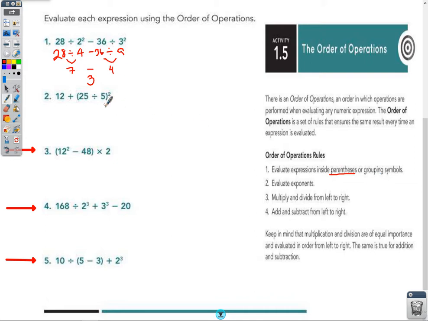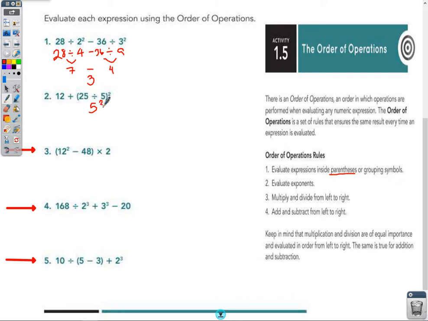So, do I have parentheses in this problem? Yes, I do. Inside the parentheses, I have the expression 25 divided by 5. So if I do have parentheses, I go and do the work in the parentheses first, also following the order of operations. So 25 divided by 5 is the only operation in parentheses. So 25 divided by 5 becomes 5. Since there's now nothing left inside the parentheses, I don't need the parentheses anymore.